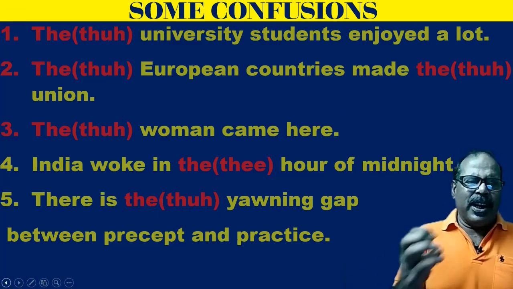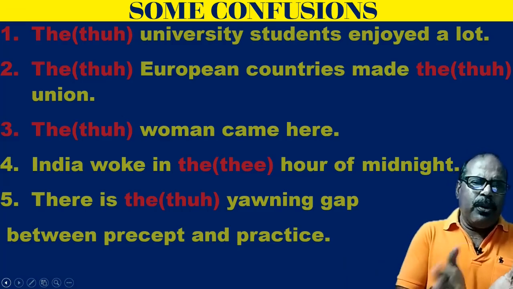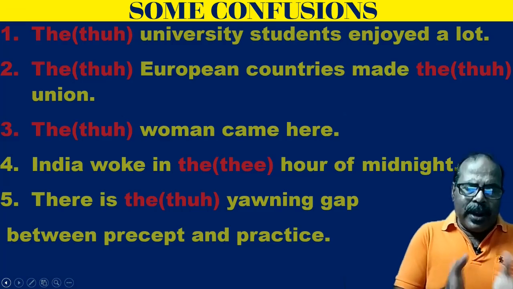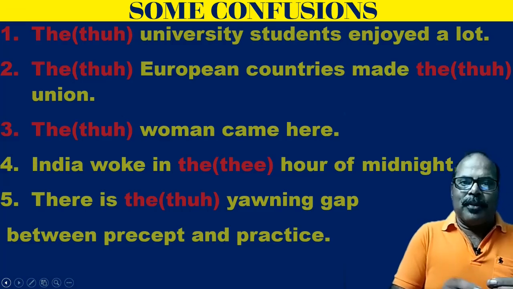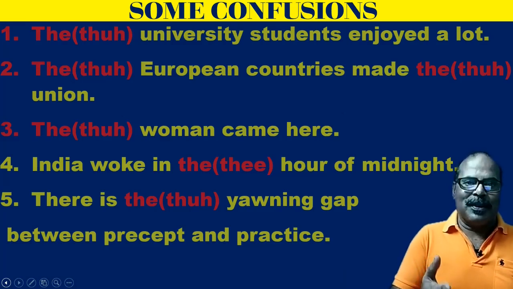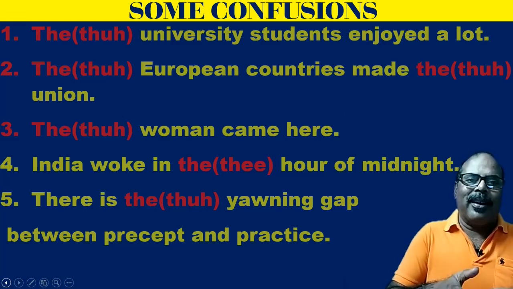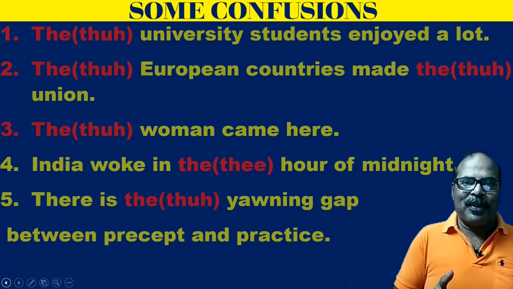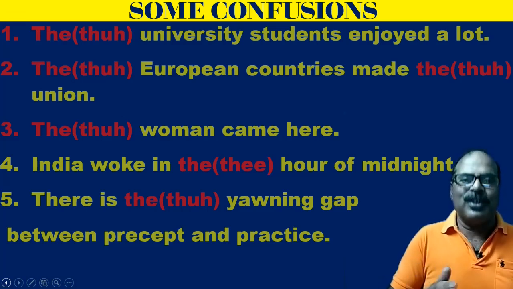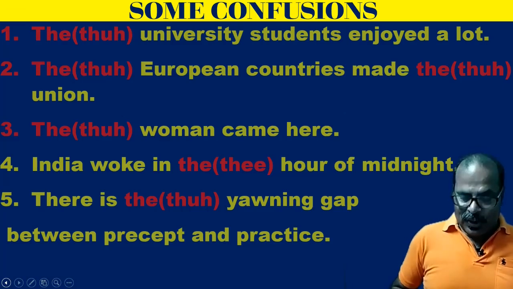So, in a nutshell, whenever you can use "a" in the case of indefinite articles, you can use "the" in those cases. Where you use "an", there you can use "thee". So, before the vowel sounds, we pronounce "thee". Before the consonant sounds, we pronounce "the".